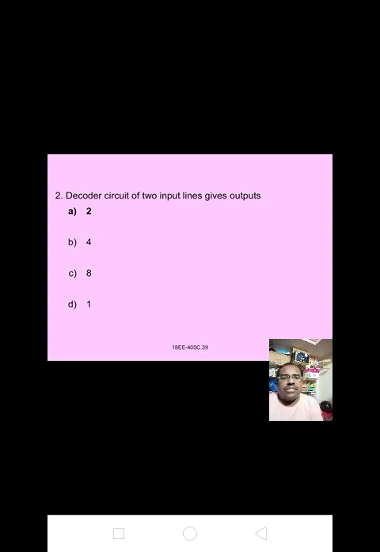Next, decoder circuit of 2 input lines gives output, that is A2, B4, C8 and D1. 2 input lines, inputs 2 4, taking 0 1. Decoder circuit of 2 input lines gives output A2.